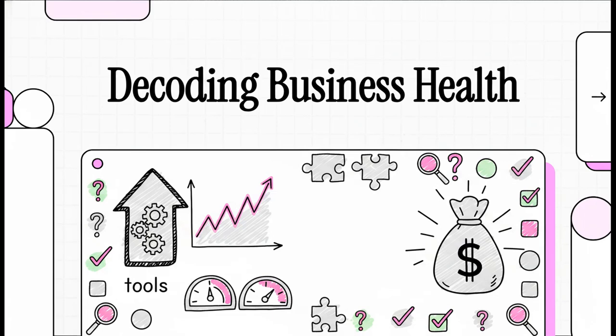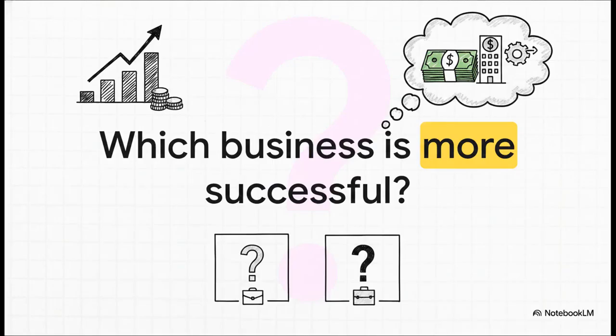Welcome to The Explainer. Today, we're going to decode the numbers that tell a company's real financial story. We're talking about profitability ratios. These are the tools that show you not just how much money a business is making, but how well it's making it. So to get us started, let's play a little game.